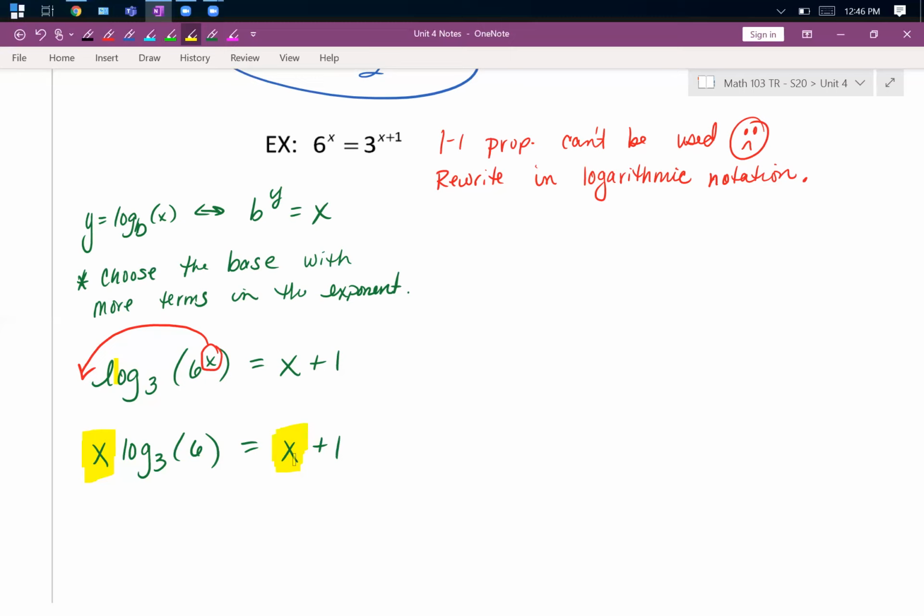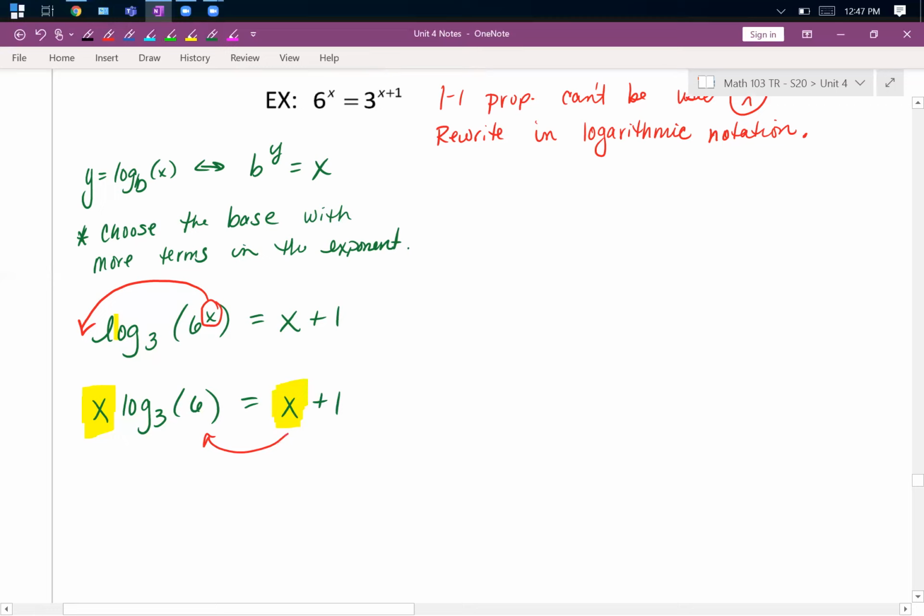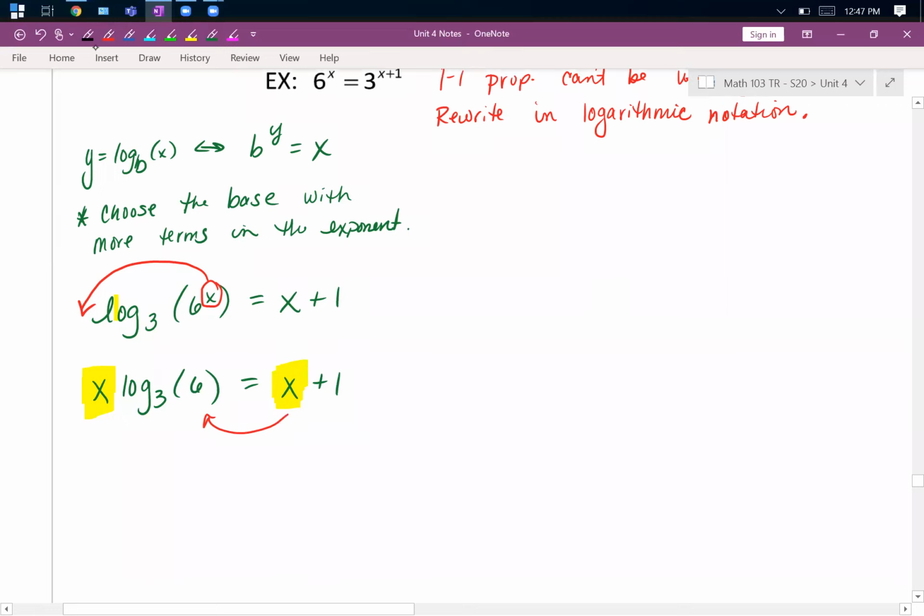So I'm going to subtract this x over here. But the thing is, I can't combine it with that x times log base 3 of 6. Yes, they're technically like terms because they're the same variable to the same exponent, but I can't combine them because of that log base 3 of 6. So I'm just going to have to tack it on the end.